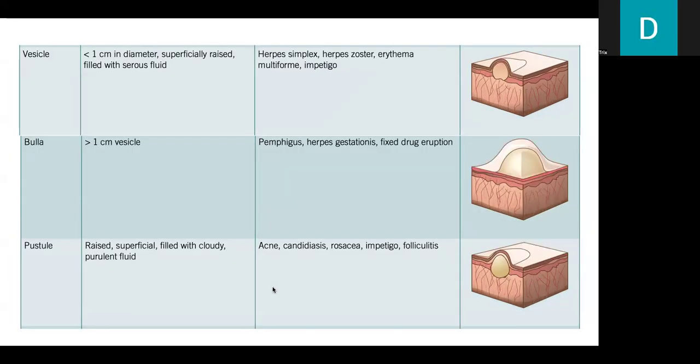Next is vesicle. It's less than 1 cm in diameter, superficially raised, filled with serous fluid. There will be herpes simplex, herpes zoster, erythema multiforme, and impetigo. Bulla. It's herpes gestationis, fixed drug eruption. For pustule, it's raised, superficial with cloudy, purulent fluid. Then there's acne, candidiasis, rosacea, impetigo, and folliculitis.